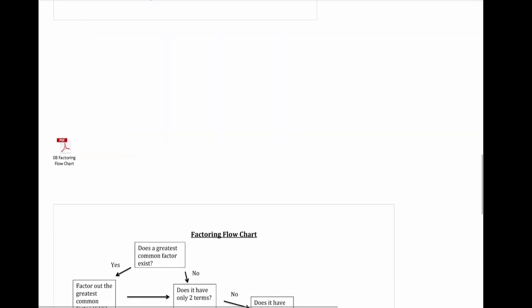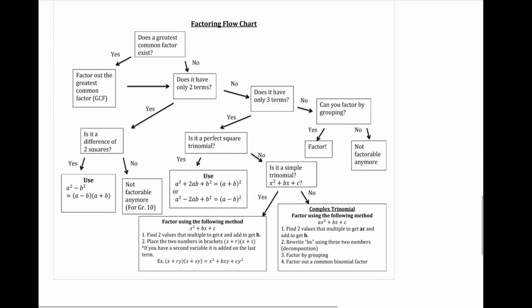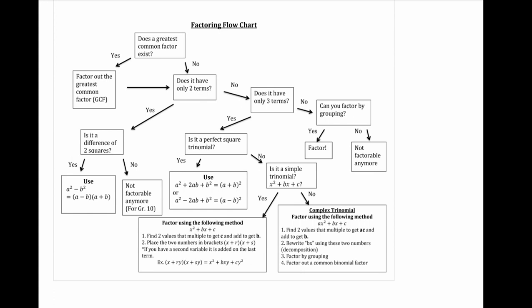Along with that, going down, here is a flow chart that we can use. Now I know it looks a little complex, so don't feel like you have to rely on this. If you're comfortable with that kind of step-by-step thing that we were just doing, the common factor, difference of squares, perfect square, simple trinomial, factoring, or then complex trinomial. Basically, this is what it's going through.